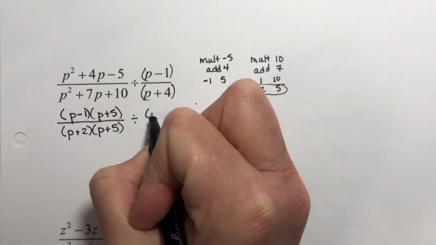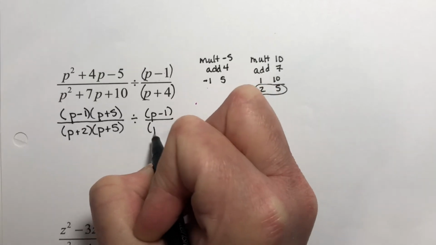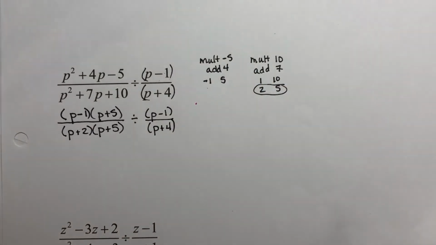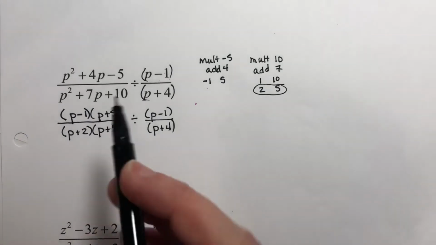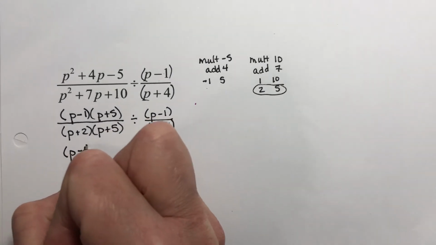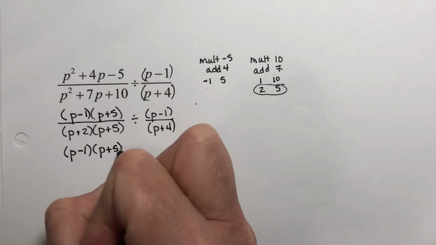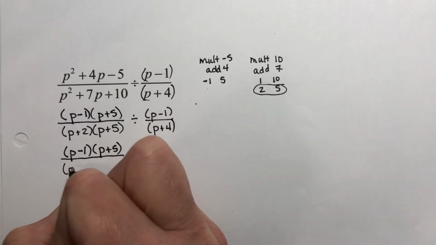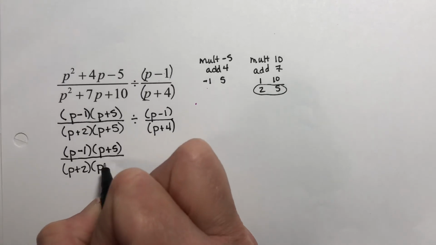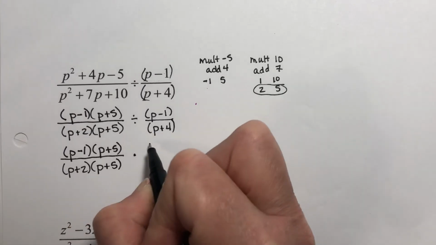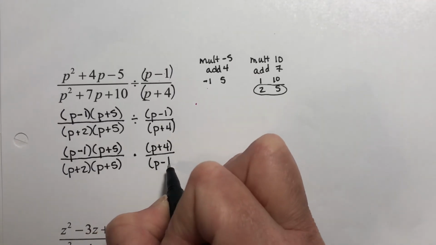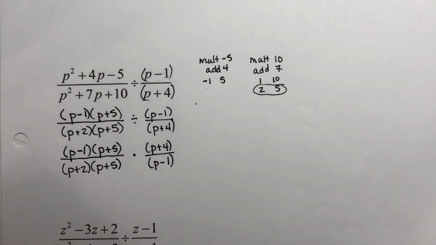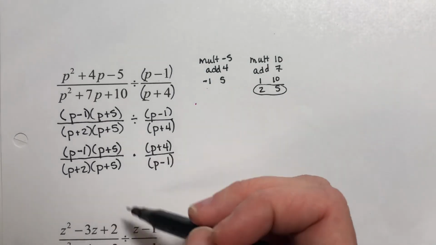And I'm recopying the second one. Okay, now let's keep this one the same, change this, and flip this one. So I have p minus 1 times p plus 5 over p plus 2 times p plus 5 times p plus 4 over p minus 1. I'm taking a second to make sure I've copied everything correctly, and I think I'm good. So let's look for cross cancellations and vertical cancellations.